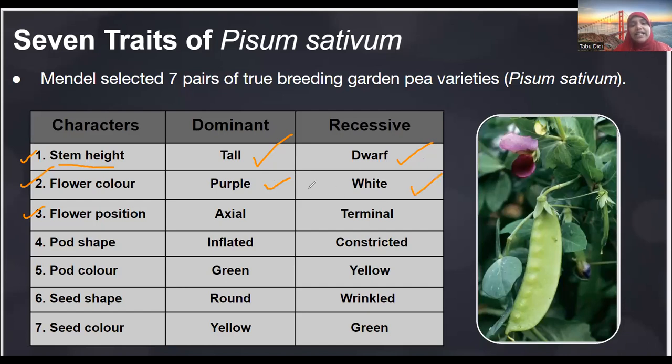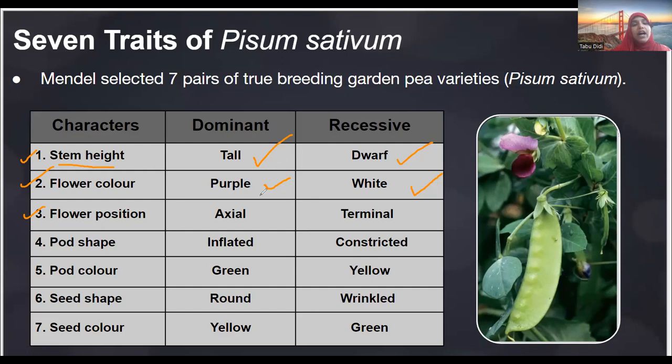Because of this ease in differentiating, we call them contrasting characters, either like black or white. It's like true or false, nothing in between. This makes it easier, because if he chose any sample showing characters somewhere in between, it would become very difficult to observe and draw conclusions and interpretations in genetic experiments.